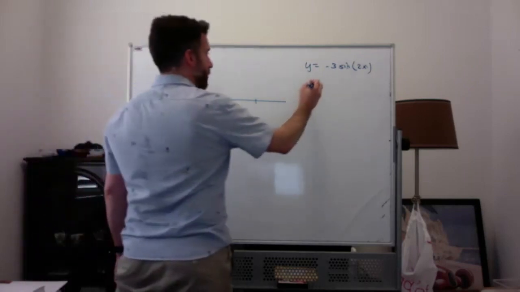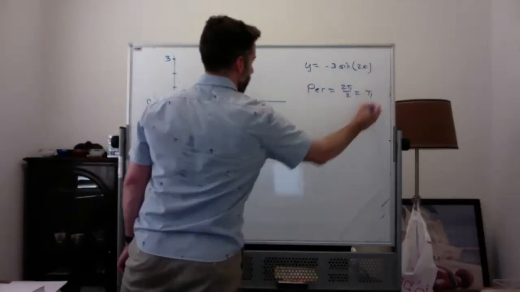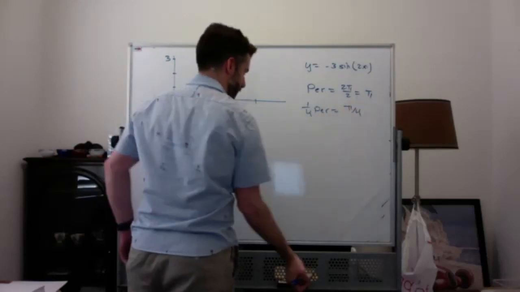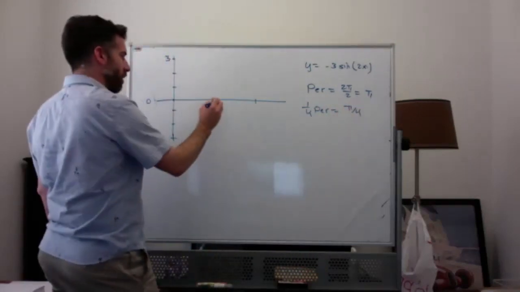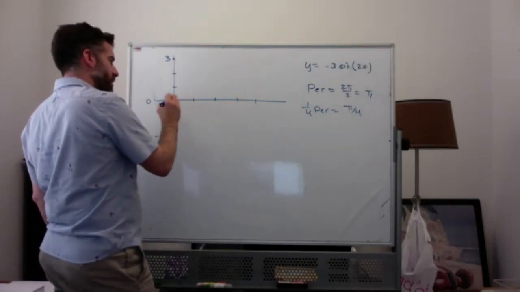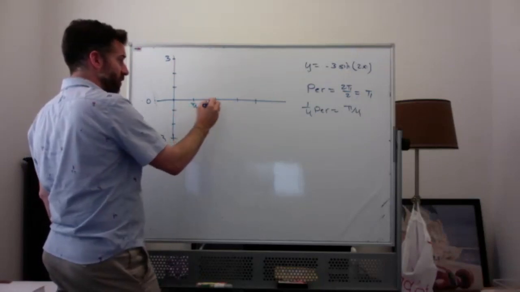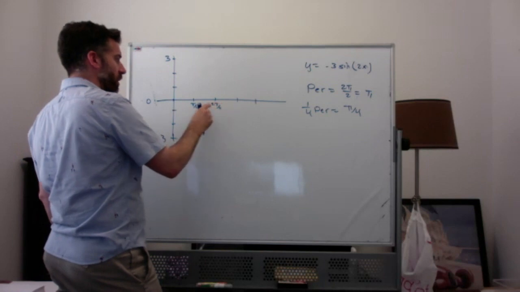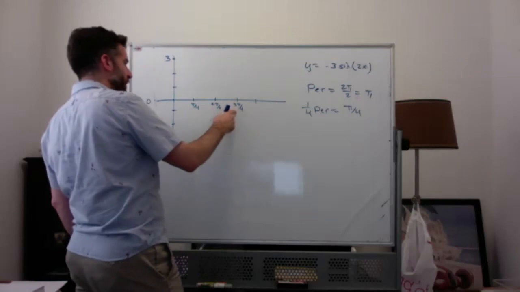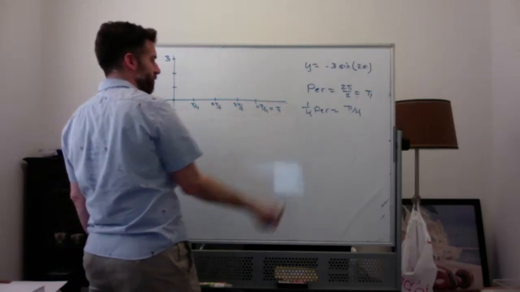And then we're going to take our period, which is 2 pi over 2, which is pi, and we're going to divide that by 4, which is pi over 4. So our important points are 0, and then 0 plus pi over 4 is pi over 4. And then pi over 4 plus another pi over 4 is 2 pi over 4. And then 2 pi over 4 plus another pi over 4 is 3 pi over 4. And then 3 pi over 4 plus another pi over 4 is 4 pi over 4, which is pi.